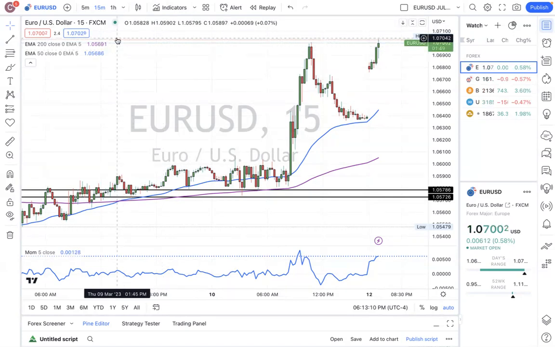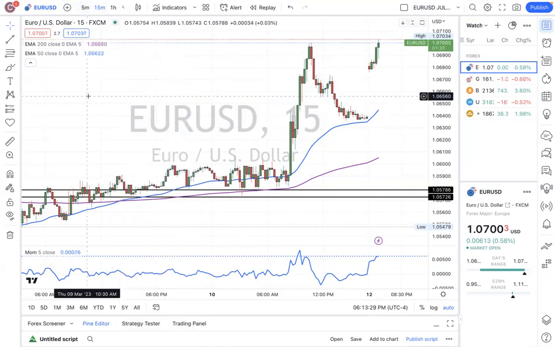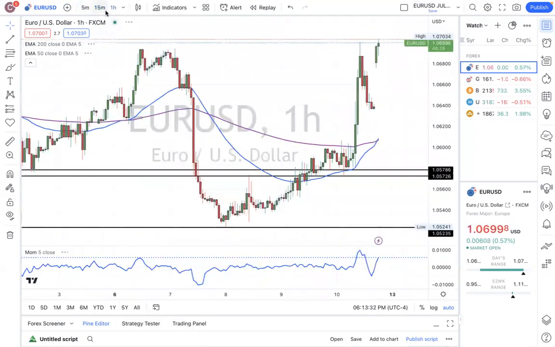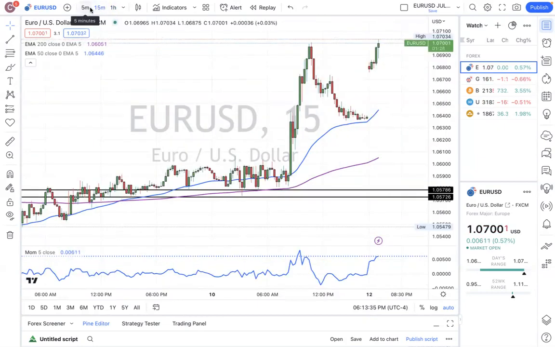Like, do you have a customized chart? What makes it easy for you to trade? Because we don't all trade the same way. So I'm a scalper, and I'm also an intraday trader. So for scalping, the time frames that I like to use are 1 hour, 15-minute, and 5-minute.